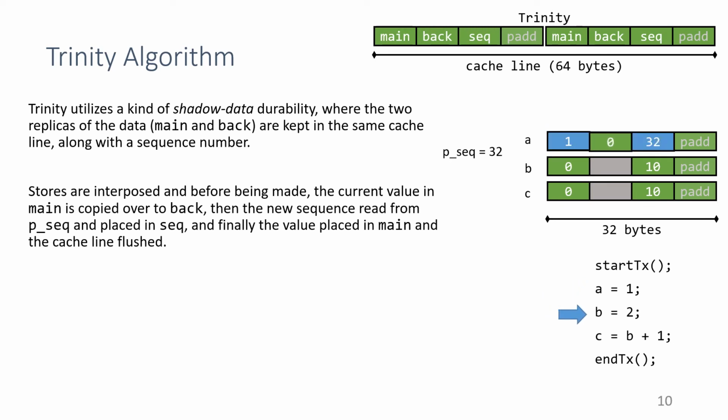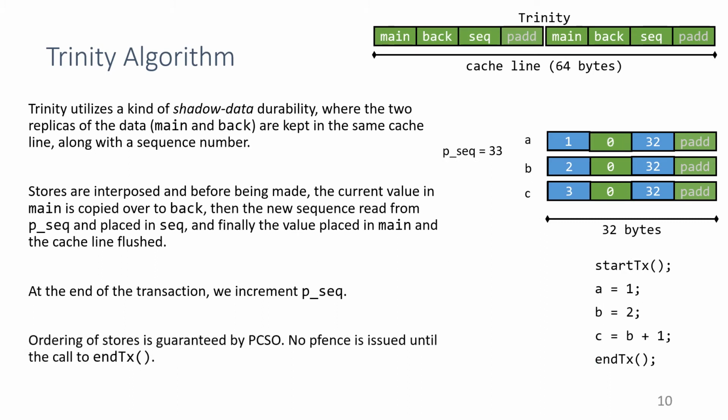Stores are interposed as we go along on the transaction, and we keep the old value on the back. We copy the old value to the back, and we write the new value directly in place on the main. So as you can see, when we did A equals 1, B equals 2, we wrote directly into the place for main. And we updated in the end the transaction number to be the new transaction number, which is 32. At commit time, we increment the PSEC, which is the global transaction number, to 33 to indicate that all transactions whose sequence is lower than 33 are committed and durable. Notice that the ordering of the stores is guaranteed by the PCSO model, so no fences are issued until the end of the transaction.